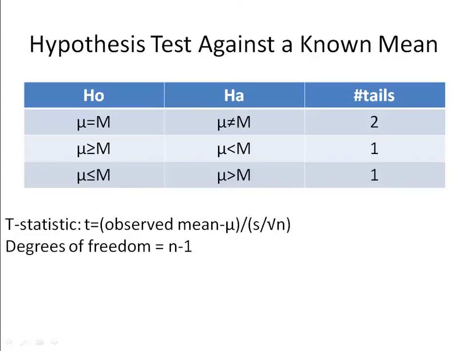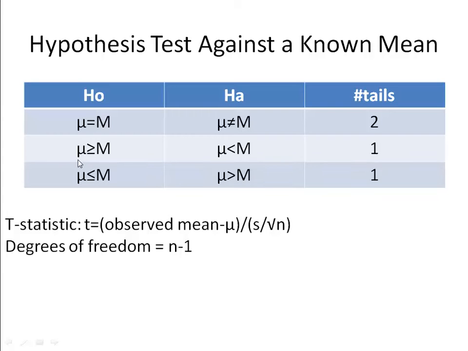So one example of a hypothesis test would be against a known mean. You do an experiment and you're comparing the results of your experiment against a known population mean. And so there are basically three different possibilities for your hypothesis testing. The first would be a two-tailed test where the null hypothesis is that the known mean, mu, is equal to what you observed, the mean of big M, and the alternate would be that it isn't, which would make it a two-tailed test.